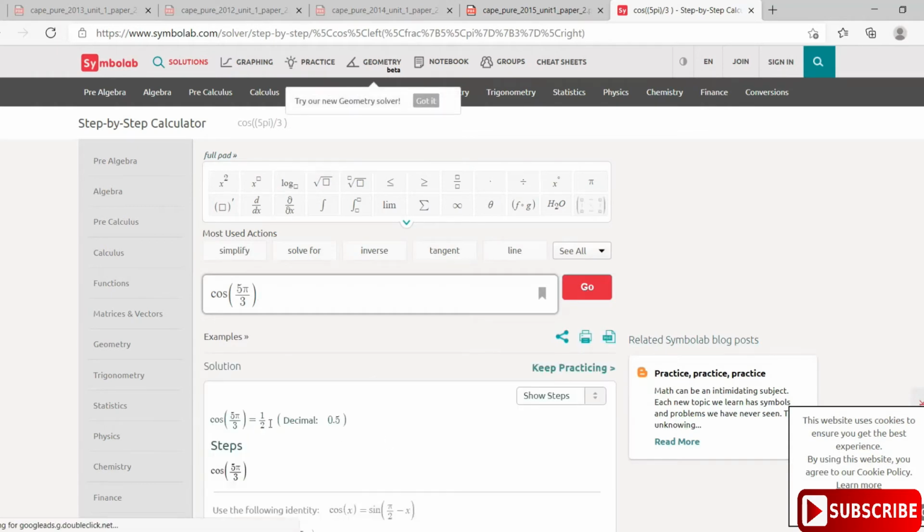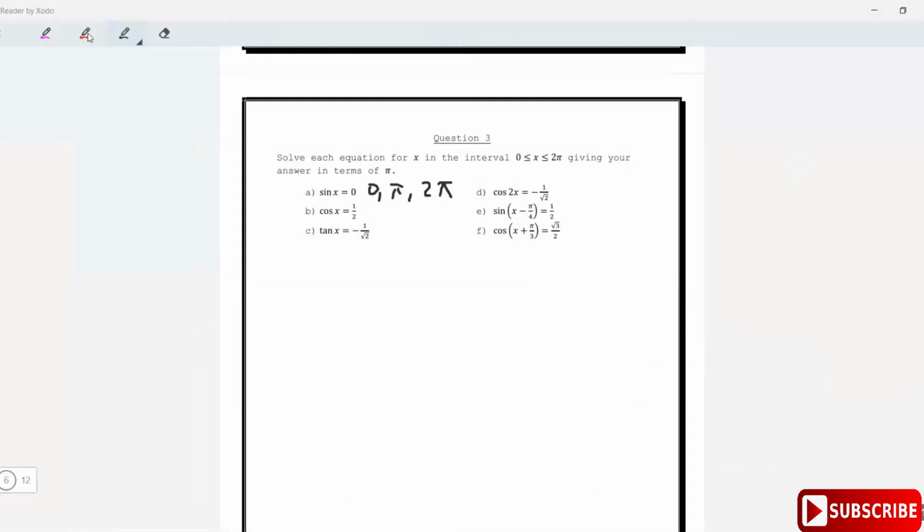There we go, a half. So we can clearly see that the two solutions are x equal to pi by 3 or 5 pi by 3. So for part B, it is pi by 3, comma 5 pi by 3. Those are the two solutions for part B.